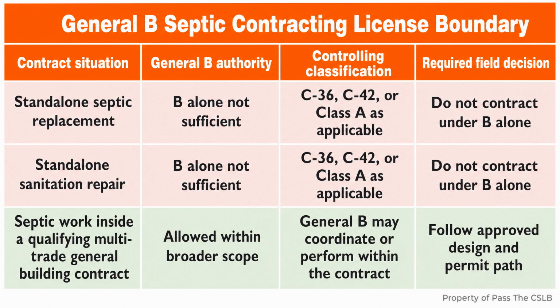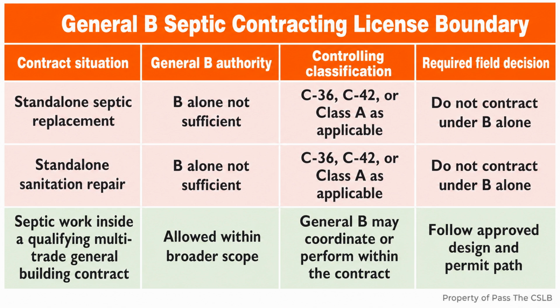Suppose a homeowner calls because a failing septic tank needs replacement. The owner is not asking for an addition, a remodel, or another unrelated trade. That is a standalone sanitation contract. The correct General B decision happens before a price is promised. Either the contractor also holds the required classification, or the contractor does not accept that contract under the General B license alone. Now change the facts.